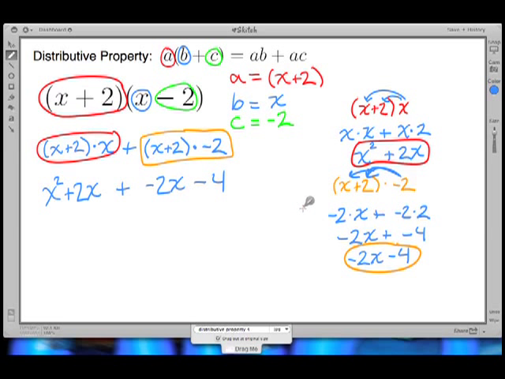Alright, we're very close to our final answer. We just have one more simplification to do, and that is finding our like terms in this expression. So first we look at x squared. Do we have any other x squared in the rest of the expression? No, I don't see any. So then we look at x. We have 2x here, and we have negative 2x here. So it looks like we can combine those. 2 plus negative 2 is 0.